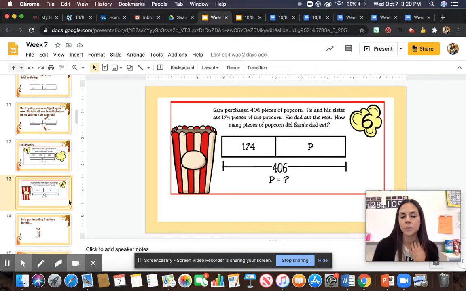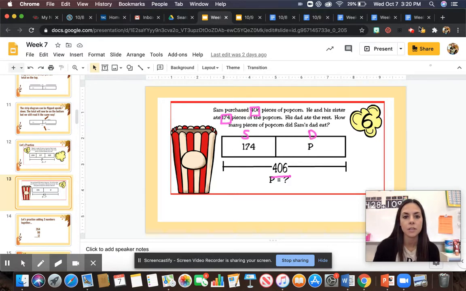Sam purchased 406 pieces of popcorn. His sister ate 174 pieces of popcorn. His dad ate the rest. How many pieces of popcorn did Sam's dad eat? All right, so here we're missing a part. 406 is the total amount of popcorn. 174 represents the number of pieces his sister ate. I'm going to put an S for sister. We don't know how much his dad ate. That's my missing part. Okay, when I'm missing a part, I subtract.